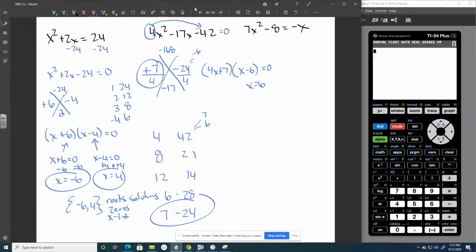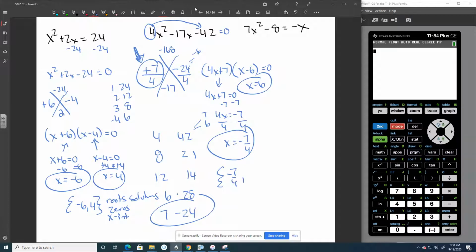But be careful for this one, because for this one to equal 0, 4x plus 7 has to equal 0. So I have to minus 7, which means 4x equals negative 7, and then divide by 4. So x equals negative 7/4, which, look right here, same thing, but the opposite sign. So there's my two x's. So my solution set is negative 7/4 and positive 6. Those are my two x's that get me 0.